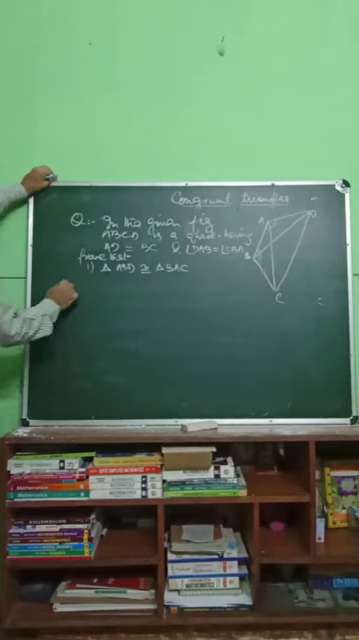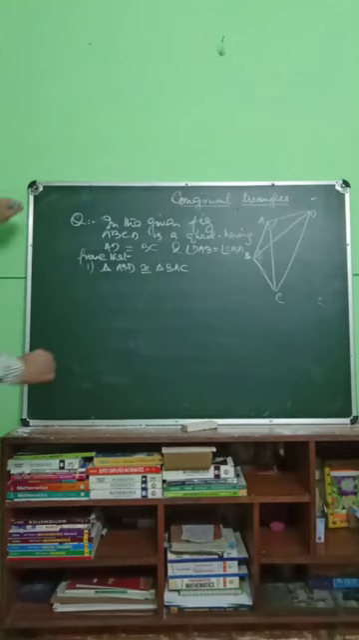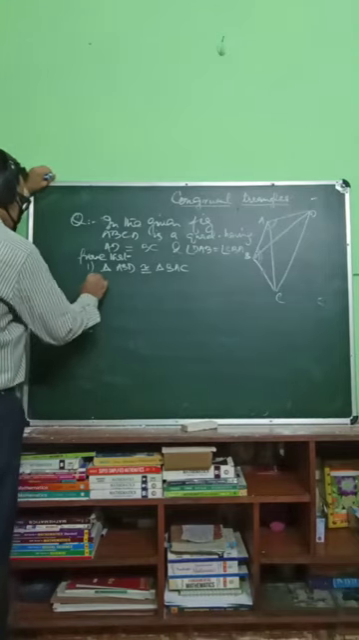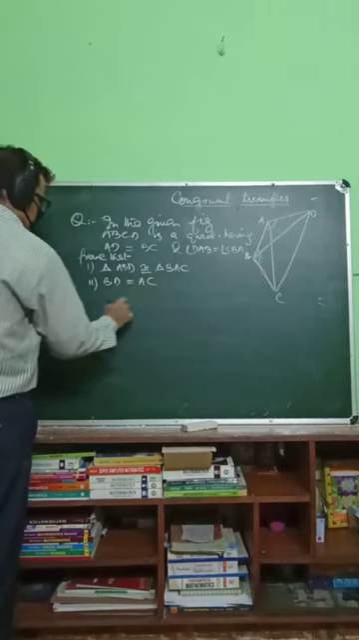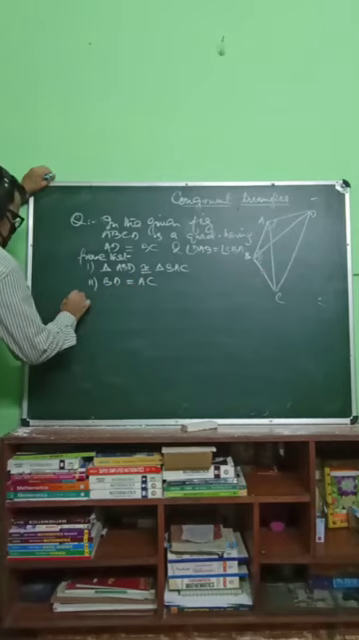So let us make this solution, and the second part is also there. What can you say about BD and AC? The second part is BD is equal to AC. Now, solution.